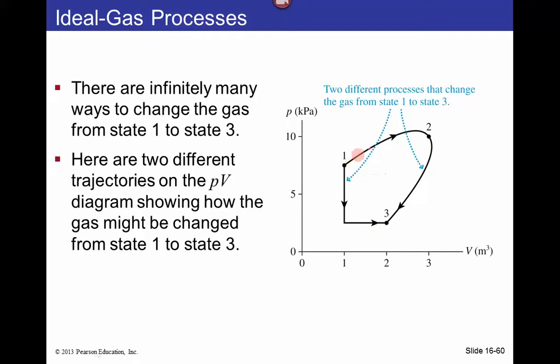Or I can go through this process here. I can go to 2 and then back to 3. So these are two different trajectories for the same process, and there are many more. I can go through this process, I can go through doing this. There is an infinite number of ways in which I can go from 1 to 2 to 3.